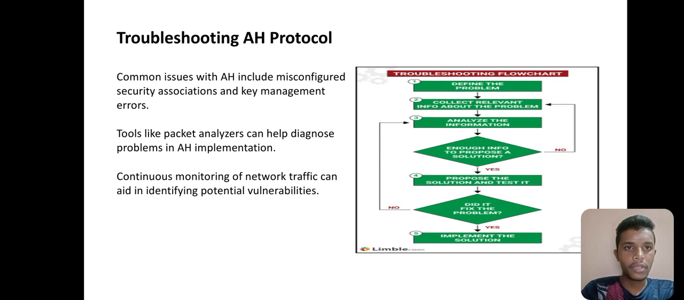And for troubleshooting the authentication header protocol, common issues include misconfigured security associations and key management errors. And tools like packet analyzers can help diagnose problems in AH implementation. And continuous monitoring of network traffic can aid in identifying potential vulnerabilities.